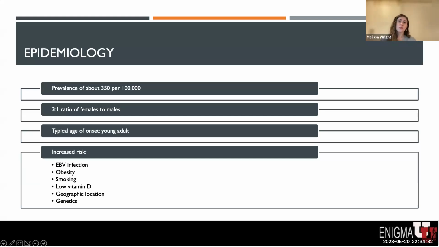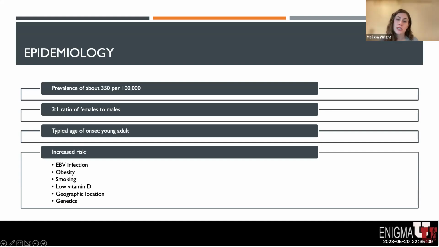The prevalence of multiple sclerosis in the adult population is about 350 per 100,000. MS is seen more frequently in females with a ratio of about 3 to 1. At the first presentation of MS, patients are typically a young adult age, usually between the ages of 20 and 40. However, multiple sclerosis can occur at any age, including in children and older adults. Approximately 10% of patients will have pediatric presentations of MS.